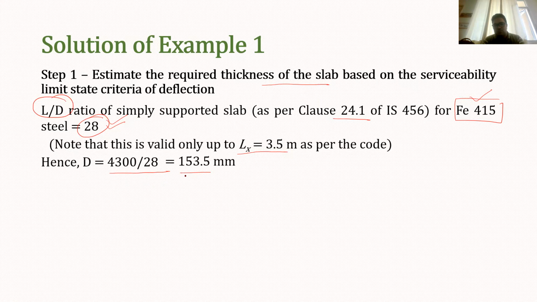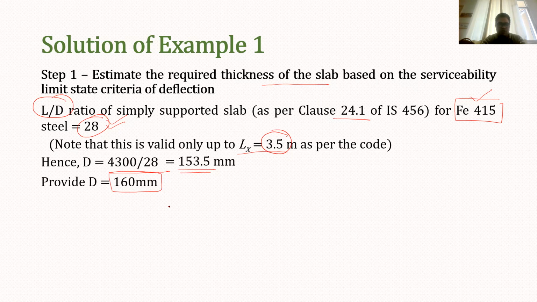So we will round off this value to the higher side so that we will be on the safer side. And our slab span is also higher than this. So therefore, we will round off this value to the higher side, which is 160. So taking the value of D, which is the overall depth of the slab, as 160 mm.